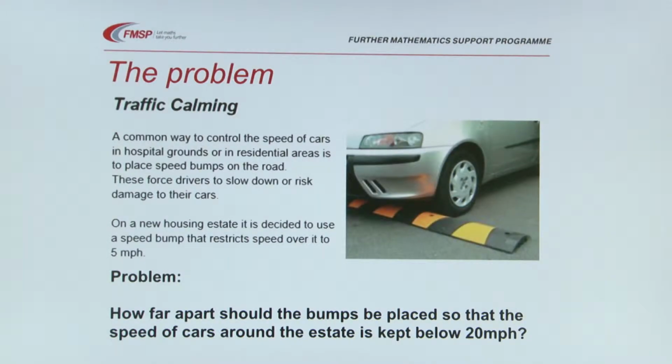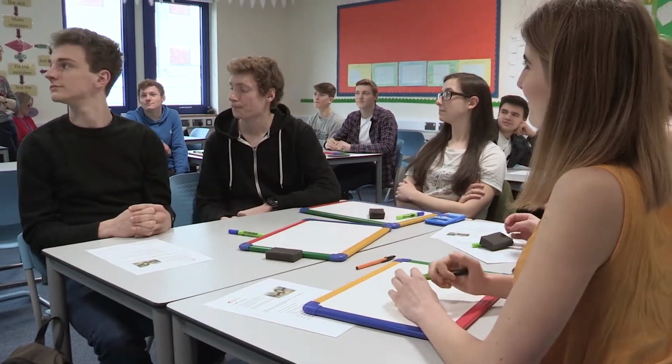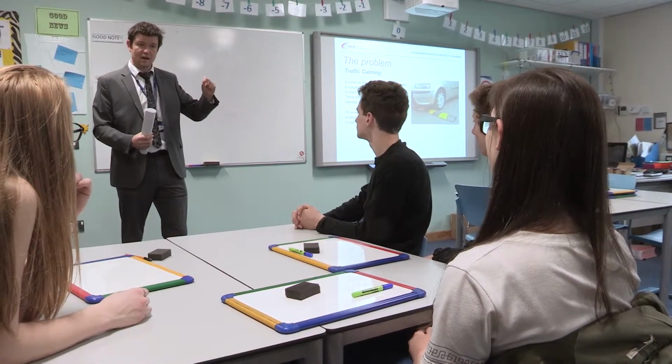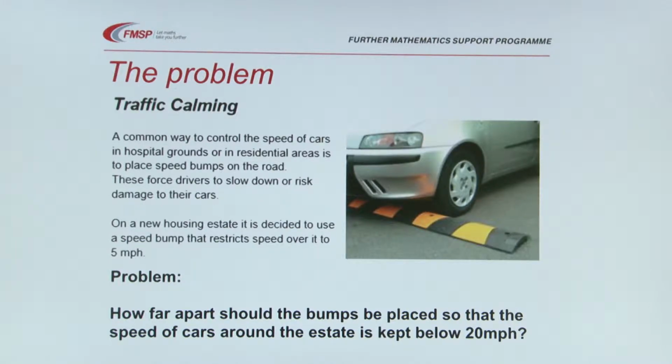What we're going to try and do is figure out how far apart speed bumps should be. Traffic calming provides the context for this problem, designed to help students develop their skills in mathematical modelling. Their challenge is to model a situation which allows them to suggest what spacing the speed bumps should have, to restrict the speed of cars to below 20 miles an hour.